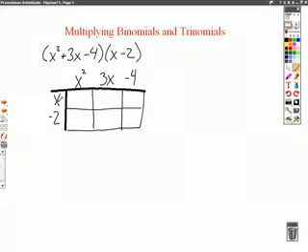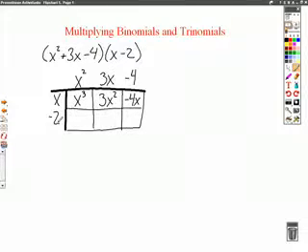First things first, I'm going to take the variable x right here and multiply it times all three of these terms, one at a time. So I have x times x squared, and when you multiply those together, you get x cubed. Now I'm going to multiply x times 3x, and I get 3x squared. And now x times negative 4, and I have negative 4x. So there's the first line.